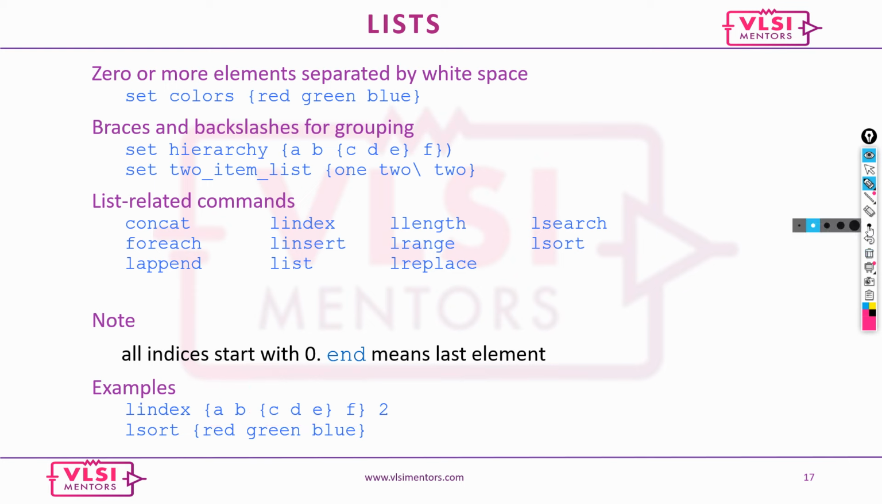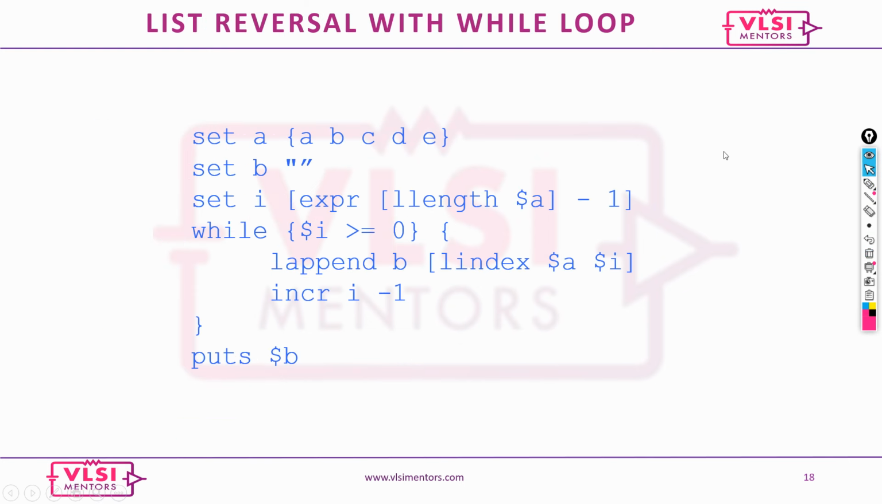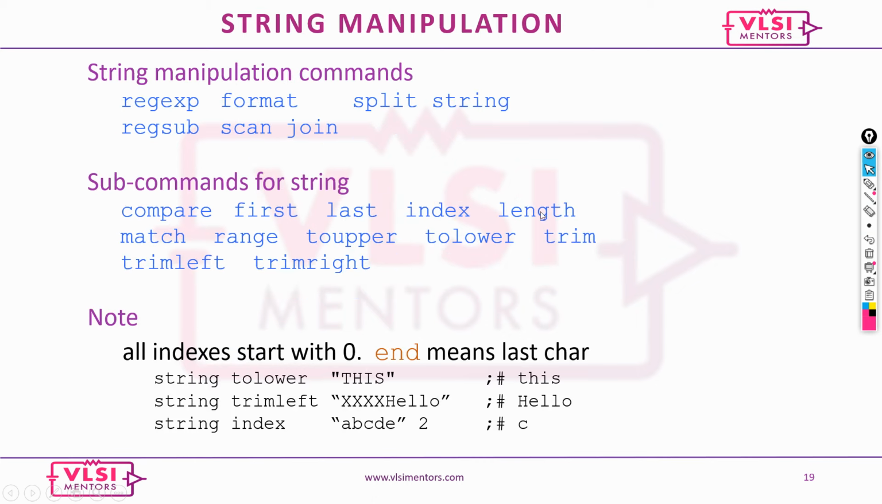All right, so moving on to the next one. These are all list operations. The next thing that we have is strings. Like in any other language, we also have strings in Tcl as well. So you can use string compare, string index, and you want to match some things, and you can do all kinds of operations. You can also use regular expressions and regular substitutions.